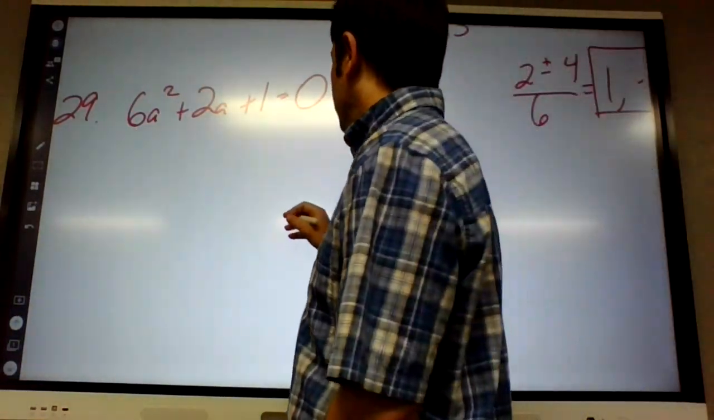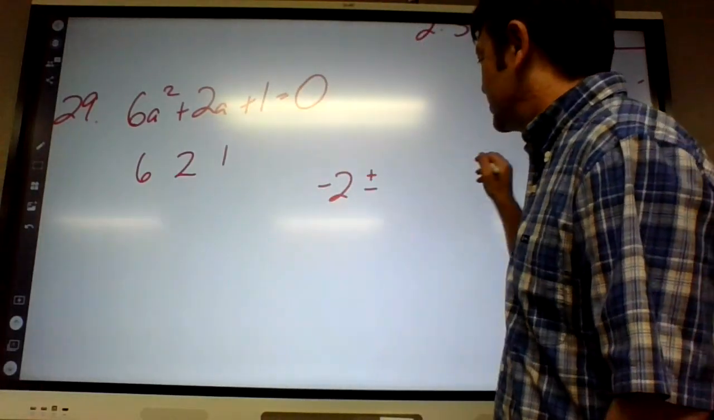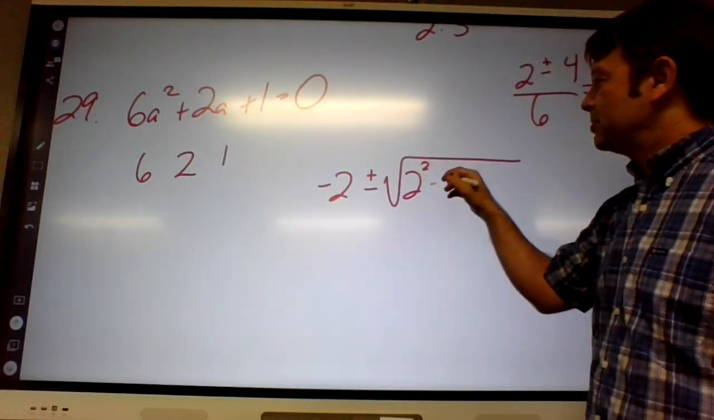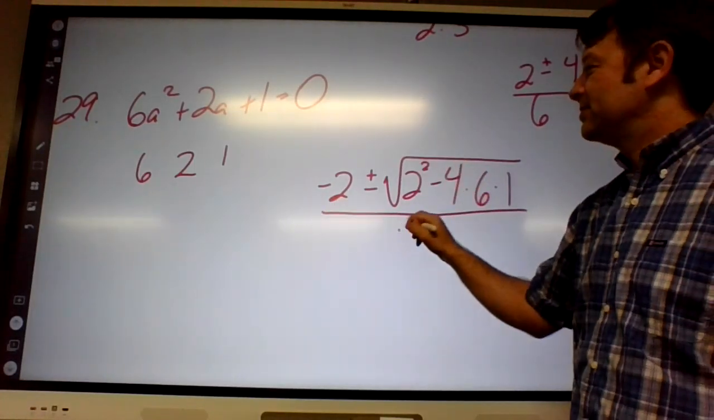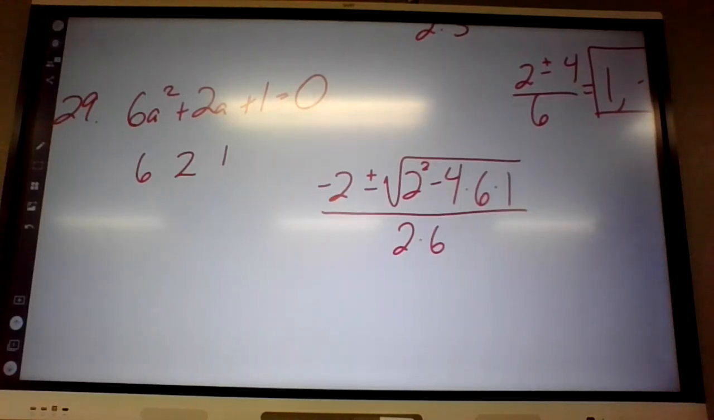Okay, what's my A, B, and C? 6, 2, and 1. So, negative B plus or minus the square root of B squared minus 4, all over 2A. That was really good stuff. Notice how when people aren't interrupting me, I can say it.